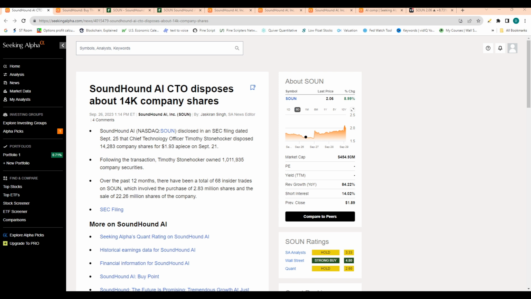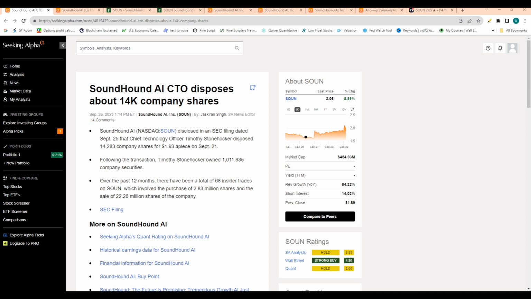So their CTO sold about 14,000 shares earlier this week. I don't think this matters at all. I'm literally just covering it because I've seen some chatter saying that this is a bad sign for the stock. I don't think so at all. So, yes, he sold 14,000 shares, but he still owns 1 million shares. So it's not like he's gone bearish on the stock. It's not like he's thinking that SoundHound AI is going to go bankrupt or anything.